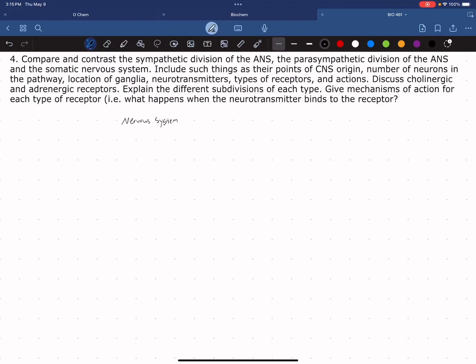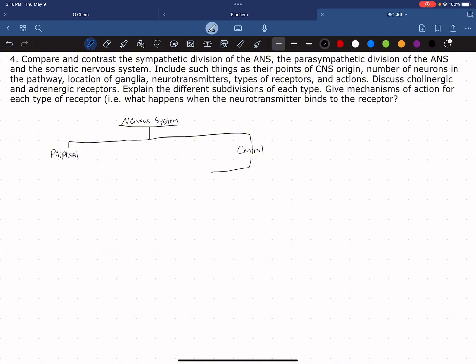All right, so for this last question, it talks about comparing and contrasting the different divisions of the autonomic nervous system. So what I thought I'd do is start by drawing a little chart here that describes all the aspects of the nervous system, just kind of a basic outline here. So on this side we have peripheral, and this side we have the central nervous systems.